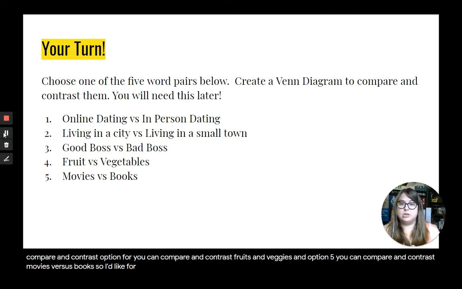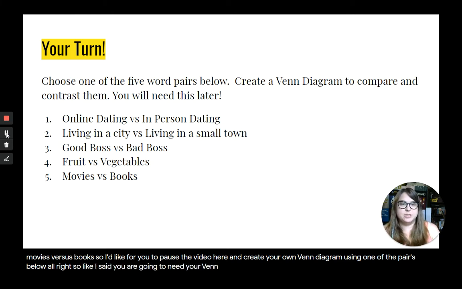So I'd like for you to pause the video here and create your own Venn diagram using one of the pairs below. All right, so like I said, you are going to need your Venn diagram for a little bit later. So go ahead and hold on to that.